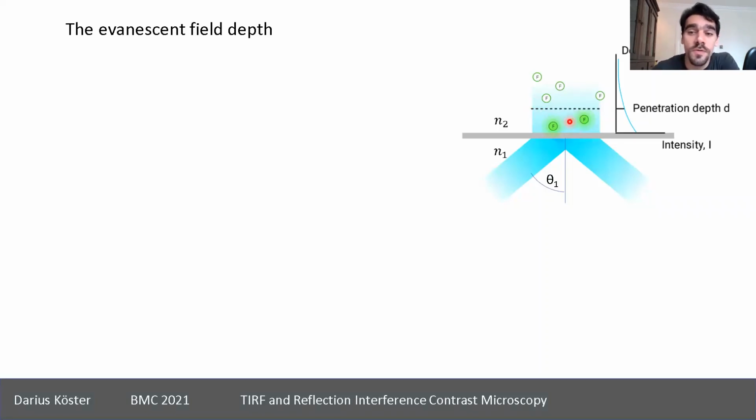And that's normally also used as a good marker that in this area we will excite our fluorophores. And normally if you go further above, the intensity of the light will have decreased so much that we don't excite any fluorophores anymore.